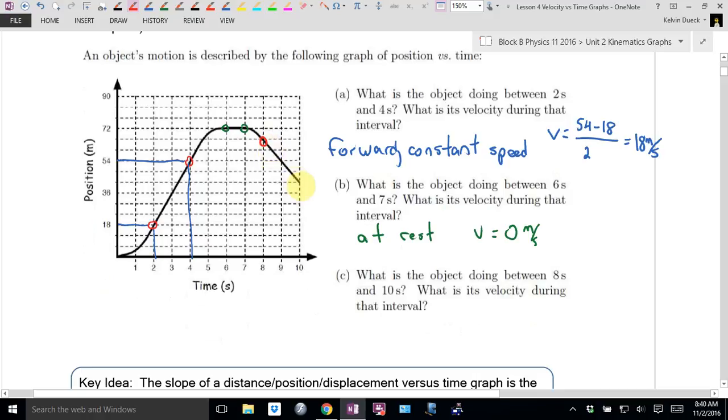Hey, what's the object doing between 8 seconds and 10 seconds? So there's 8 seconds. There's 10 seconds. What would we say there? Going backwards? Backwards. Constant speed. And I can even tell you the speed. It's going to be negative.